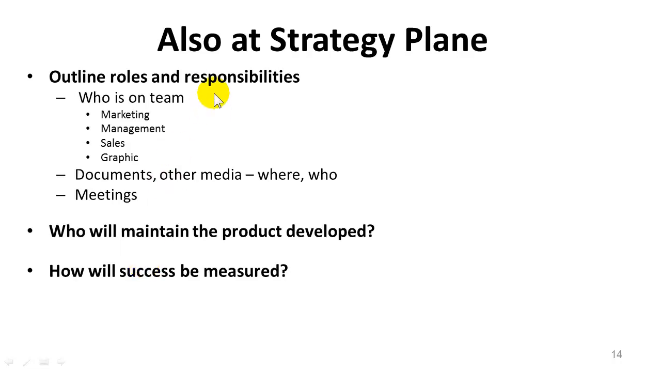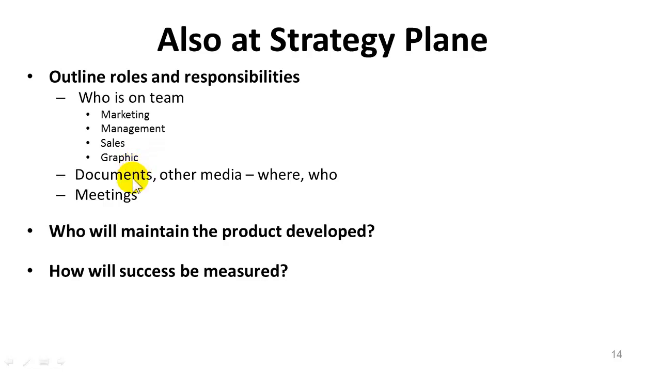We also need to know a little bit more about the members of the business. Who's on the marketing team, the management team, the sales team, the graphic design team. Usually you're going to be working with a lot of different people from a lot of different companies, and they're all going to have their own individual ideas on what's important and how to do things. So you need to understand their different roles and responsibilities so that you can create the best type of product.